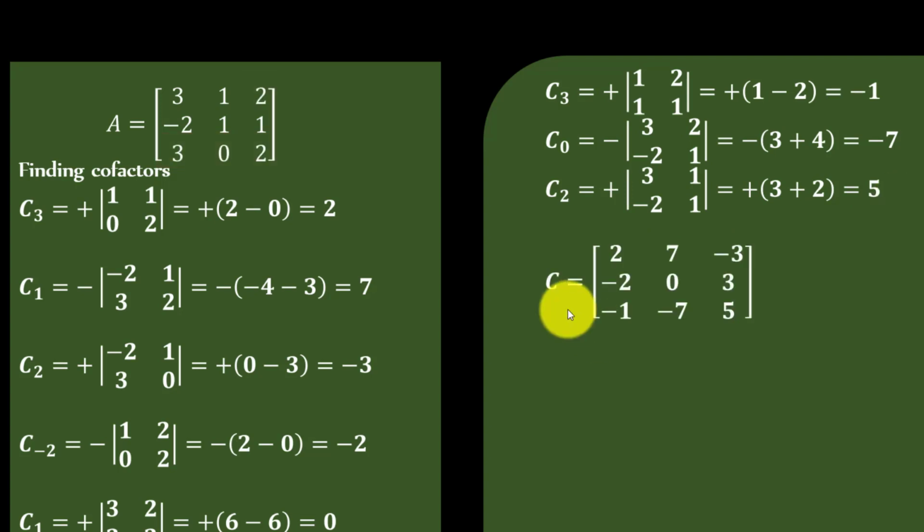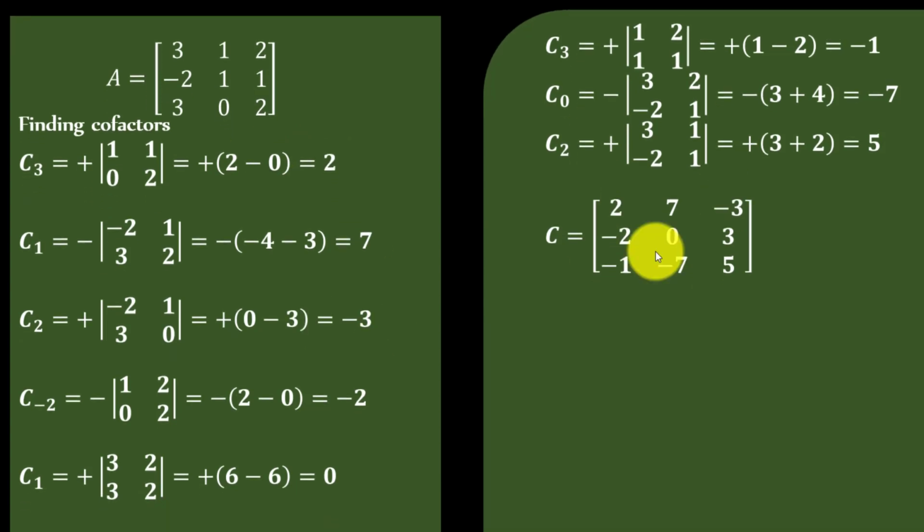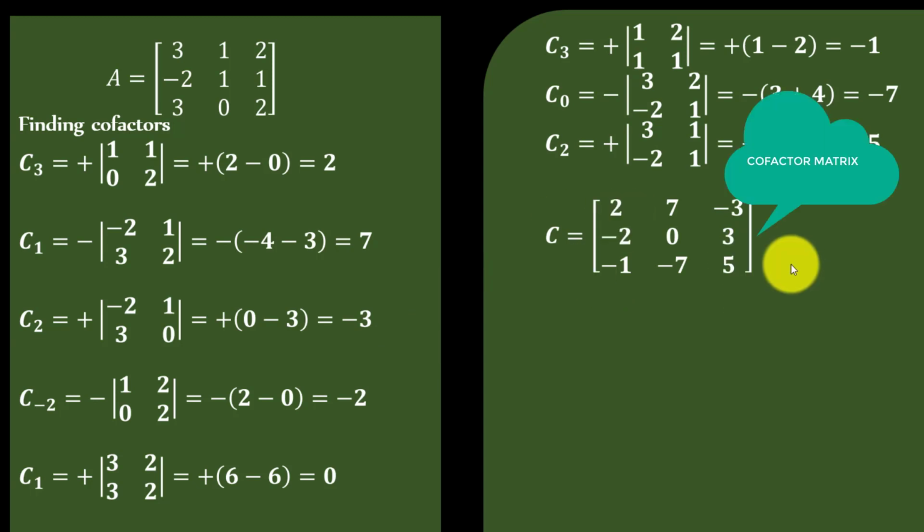Okay. So next, you have to write the cofactor matrix. How to write the cofactor matrix? Just write down the elements you got. For 3 you got 2, for 1 you got 7, for 2 you got minus 3, like that. First, 2, 7, minus 3, you go on writing all the elements in matrix form. This is called the cofactor matrix.